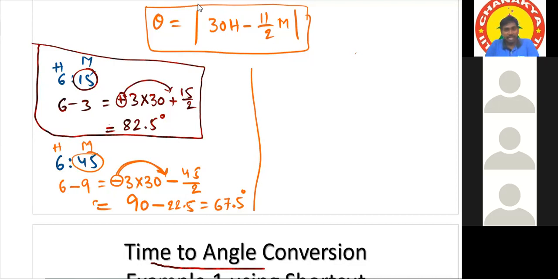At 4:20, what is the angle between the two hands? 4:20. At 3:15.